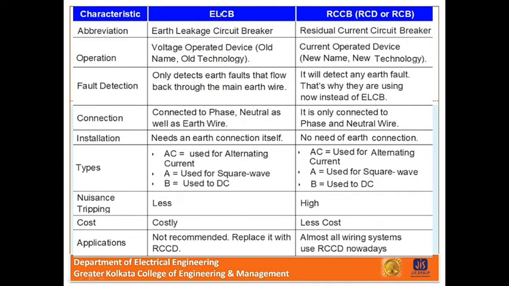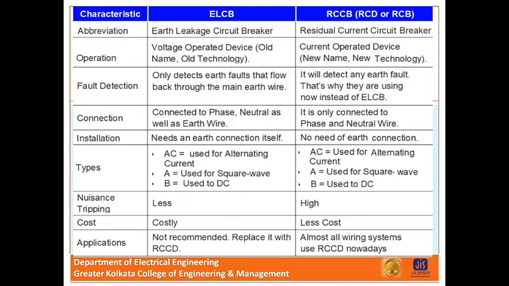Now we discuss the difference between ELCB and RCCB. ELCB is earth leakage circuit breaker. RCCB is residual current circuit breaker. ELCB is a voltage operated device. RCCB is a current operated device. Fault detection: ELCB only detects earth fault that flows back through the main earth wire. RCCB will detect any earth fault, that's why it is used now instead of ELCB.